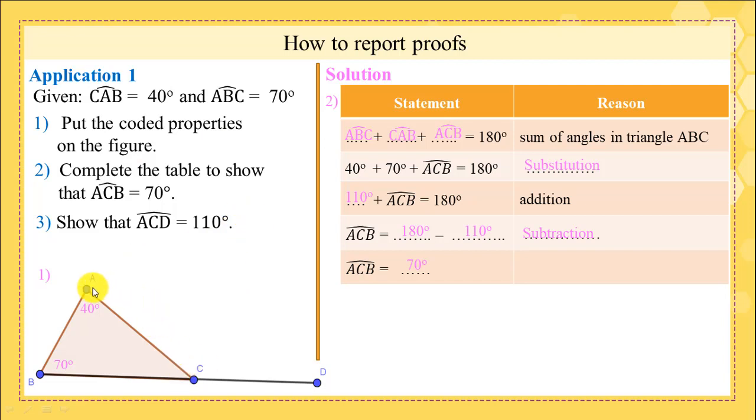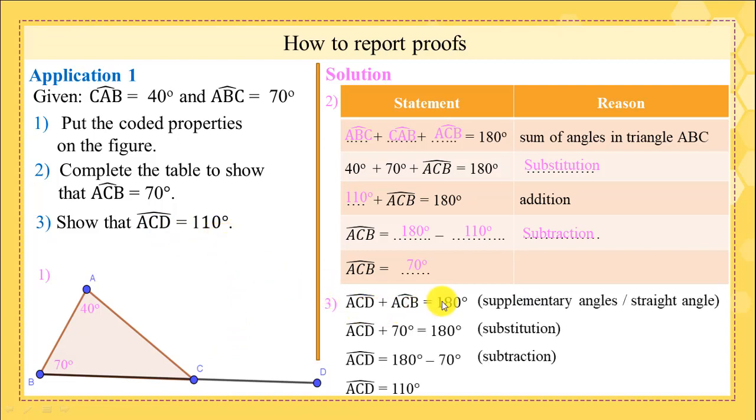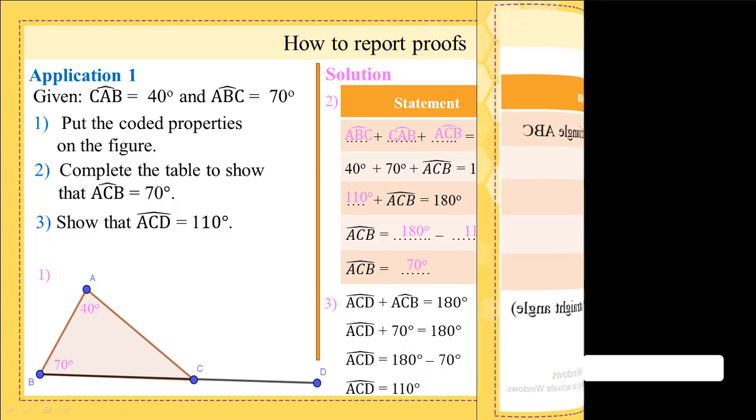Okay, we have to show that ACD, this angle, is equal to 110 degrees. What is clear from the given or from the figure? It is clear that this angle is a straight angle, so we can use this property to show that ACD equals 110 degrees. ACD plus ACB is equal to 180 degrees, supplementary angles, or we can say also it is a straight angle. We substitute ACB by its value, which was just proved in part 2, by substitution, so we get 110 degrees by subtraction.